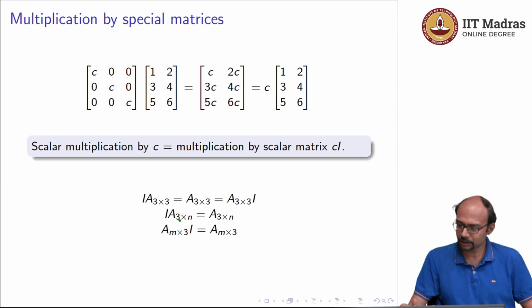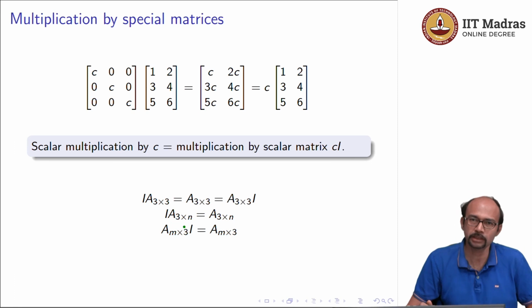Okay, and more generally, if you take, instead of 3 by 3, a 3 by n matrix A, and you multiply by a 3 by 3 identity matrix I on the left, you will get A again. And if you take an m by 3 matrix and multiply by I, you will again get A. Again, the 3 here is not relevant. You could have used any n instead of 3, but often our examples will be in small size. That's why we have mentioned 3 here.